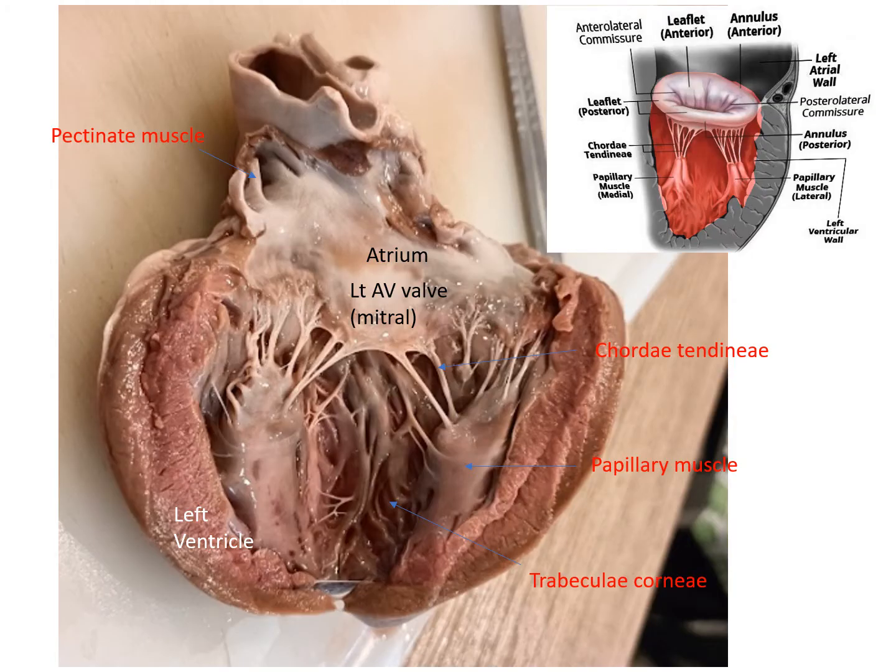This is the structure inside the left heart. Start with the atrium with the pectinate muscle here, and then the left AV valve or mitral valve. If we observe the AV valve from the upper side, it looks like a bag that has one line over it, and then you have chordae tendineae, papillary muscle, and trabeculae carneae. The papillary muscle in the left ventricle is thicker and bigger than in the right ventricle.